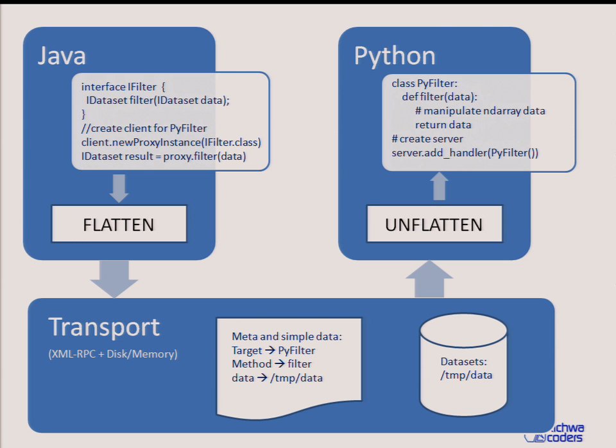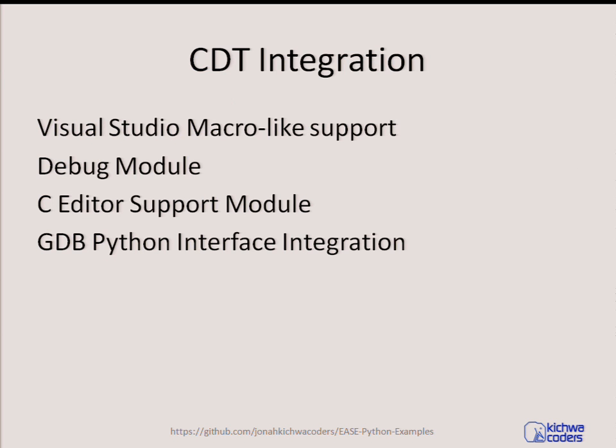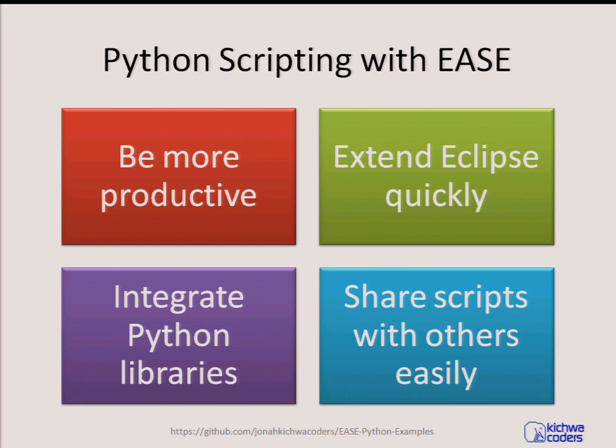And it's two-way, so this is just the other side of it, Java to Python. On the CDT side, we're doing quite a lot on the tooling, and we're looking at having Visual Studio macro-like support, and maybe getting some more modules in there, like debug or the C editor, or having some integration with GDB, which already supports Python.